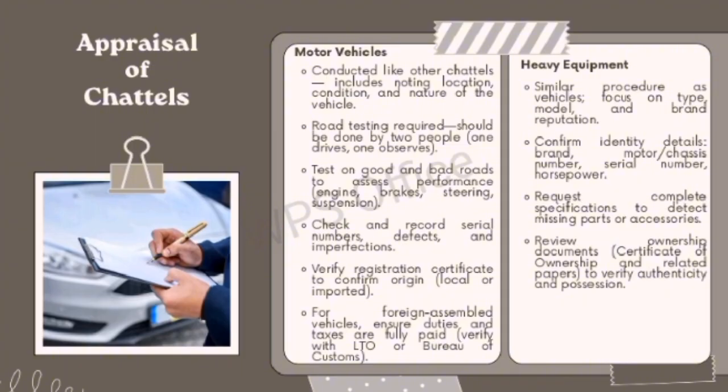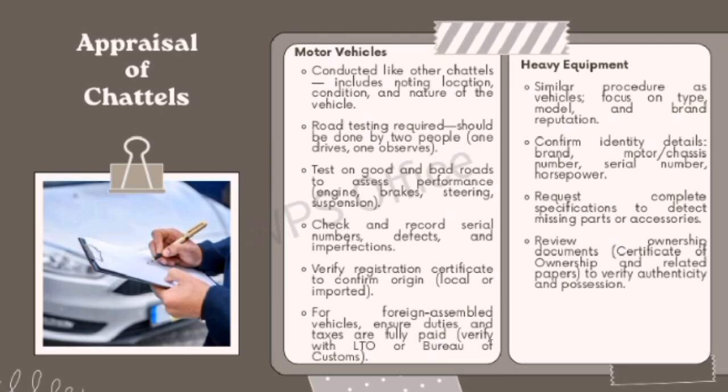One drives and one observes. This means that when testing a vehicle, two individuals should be involved. One person operates the vehicle, the driver, and the other person watches and assesses the driving performance, the one who will observe. Next is testing on good and bad roads to assess performance like engine, brakes, steering, and suspension.